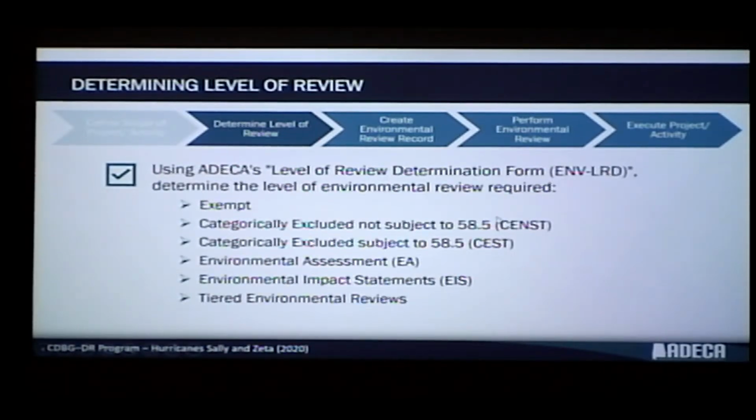So determine the level of the review. Here we have the levels of review, using ADECA's level of review determination form. This is the ENV LRD, which can be found on ADECA's website. You're going to determine the level of the environmental review. Is it exempt? Is it categorically excluded, not subject to 58.5? Is it categorically excluded, subject to 58.5? Does it need an environmental assessment, an EA? Does it need an environmental impact statement, an EIS? Or is it a tiered environmental review, meaning many together? We'll go over these in a few slides down.